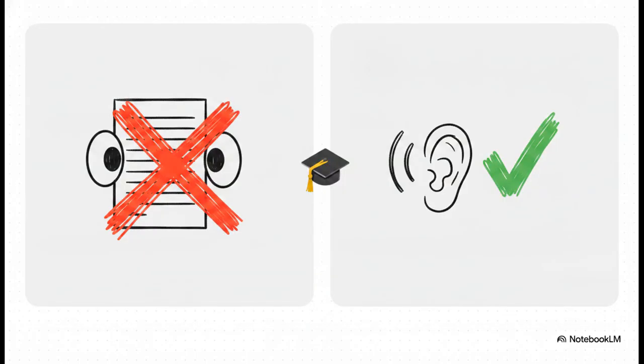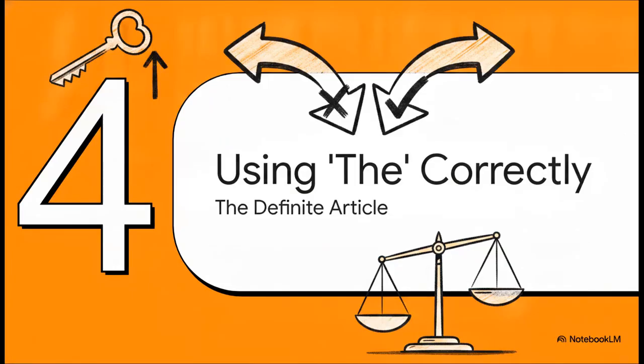Now here's the exact opposite situation. The word university starts with the written vowel U, but listen closely to how we actually say it. University. That U is making a hard consonant Y sound when spoken aloud. Therefore, following our golden sound rule, we use a university. You always got to trust your ears over your eyes. Which leads us nicely into part four, using the correctly.